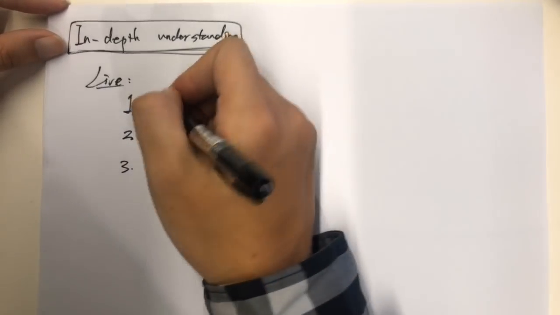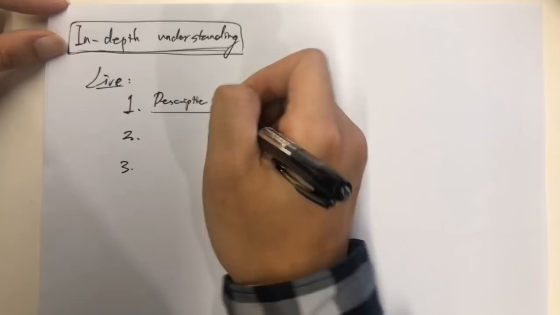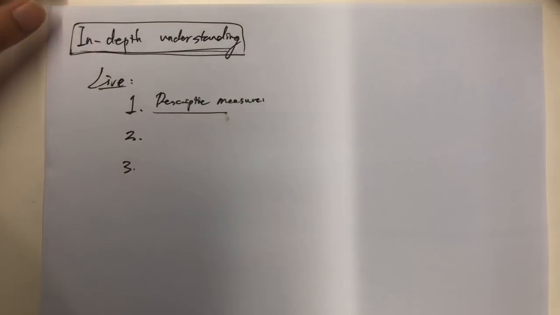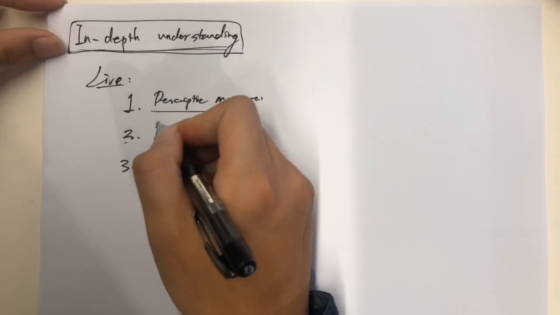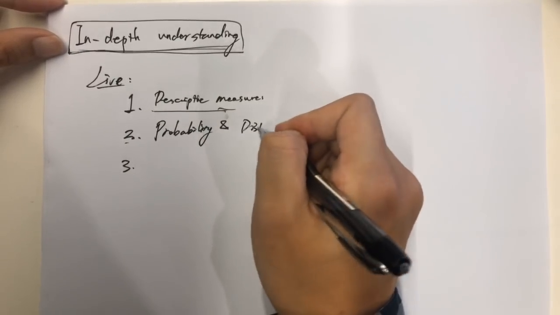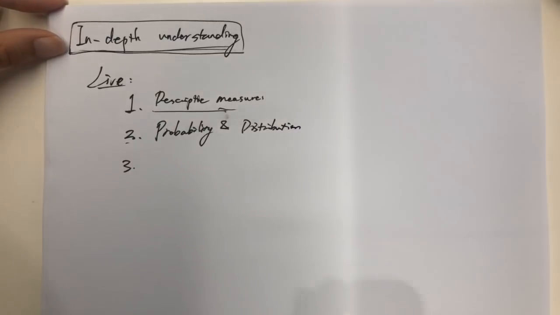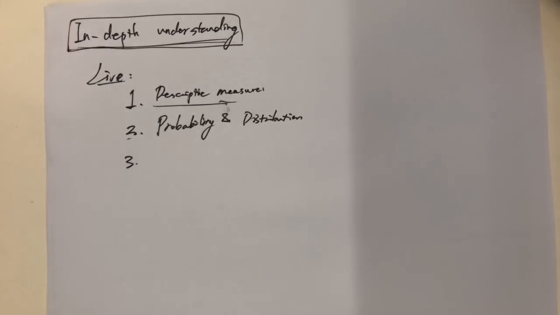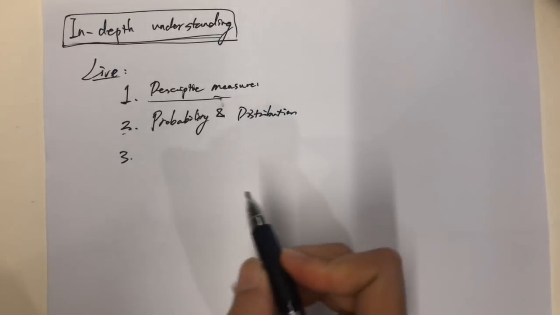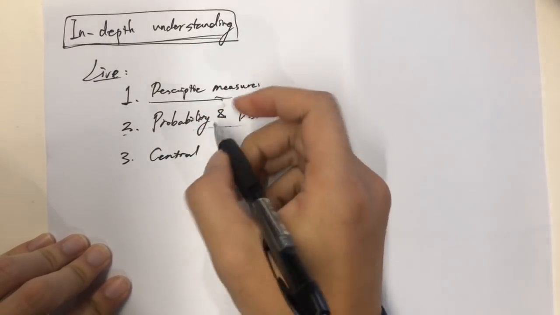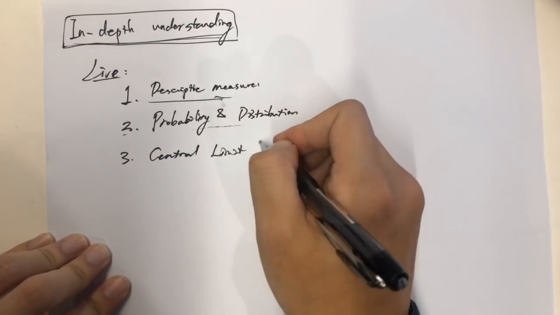The first thing is descriptive statistics or descriptive measures that you learned in week one. Secondly, we will cover probability theories as well as probability distributions. The third thing we're going to cover is, it's my shadow. Yes, I think so, I'm blocking the light. But anyway, probability and distribution. And the last thing is the central limit theorem, which is sampling distribution.